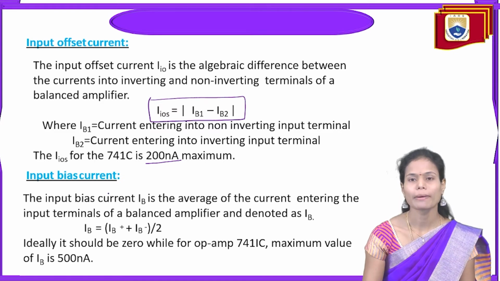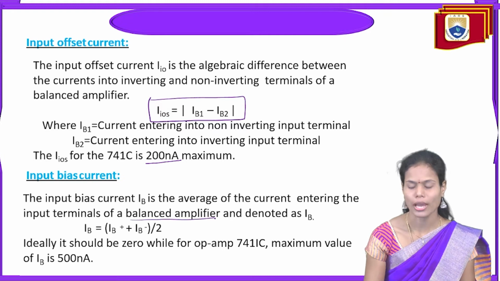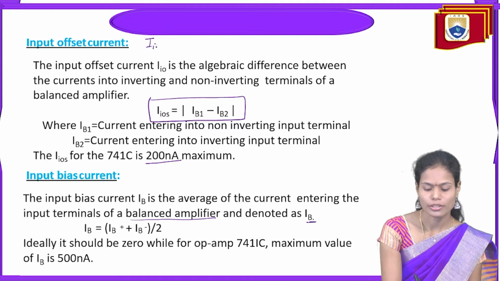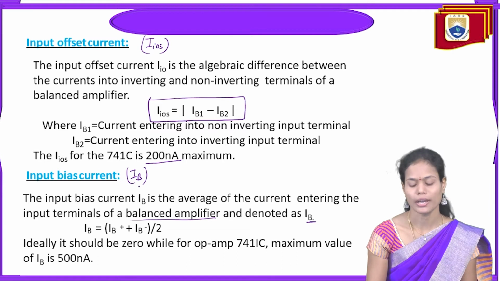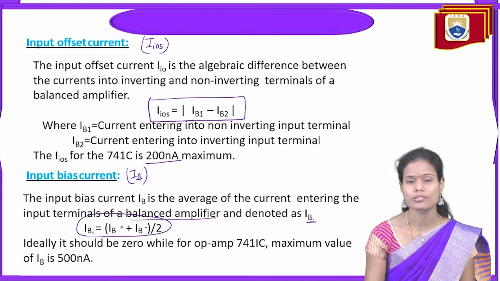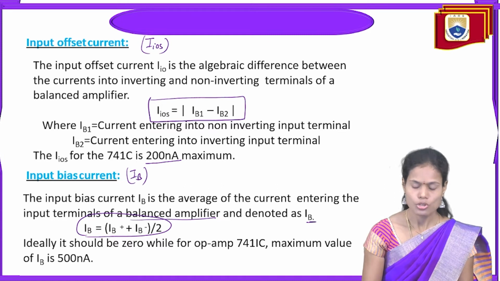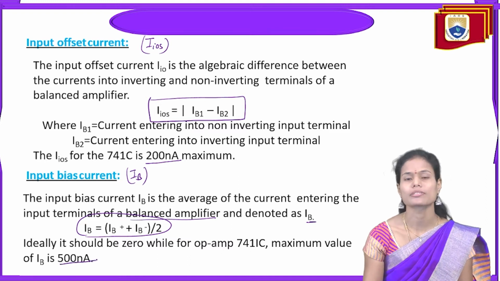So coming to the input bias current. Input bias current is the average of the currents entering the input terminals of a balanced amplifier, and it is denoted as IB. So this one is denoted as IOS, and this one we represent with IB, that is the average of both the currents entering the two input terminals of the operational amplifier. Practically this value is 500 nanoamperes. In the ideal operational amplifier, this value is 0.